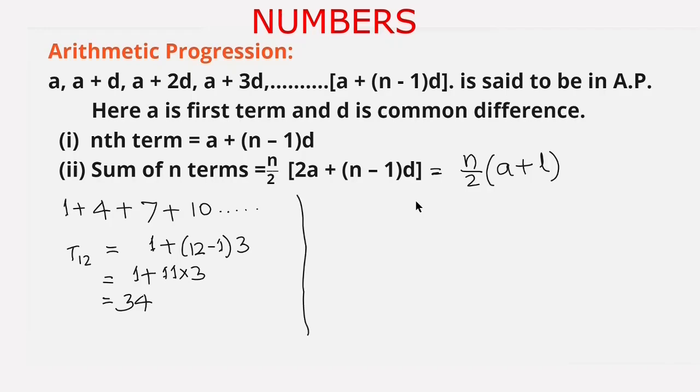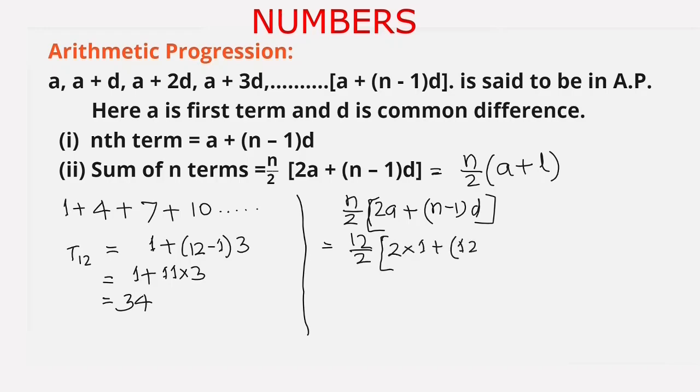Now if we have to find the sum of 12 terms, then the formula is n by 2 into 2a plus n minus 1 into d. Here n is 12, so we can write 12 divided by 2 into 2 times 1 as a is 1 plus n minus 1, which is 12 minus 1 into common difference d is 3. This is equal to 6.